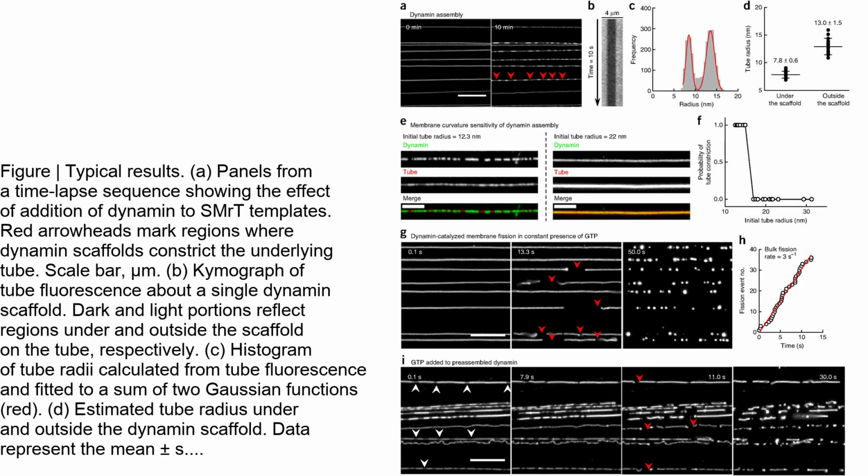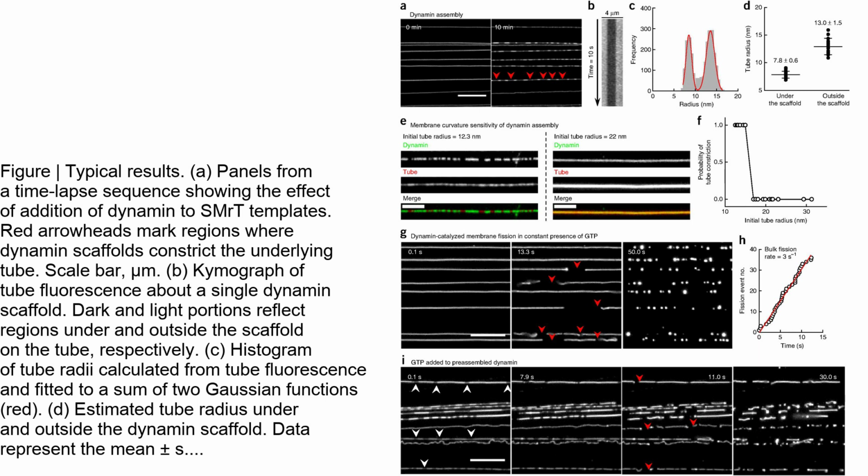Panel B shows a kymograph of tube fluorescence, where dark and light portions reflect regions under and outside the scaffold on the tube, respectively. Panel C is a histogram of tube radii calculated from tube fluorescence, showing two peaks corresponding to tube radius under and outside the dynamin scaffold. Panel D shows the estimated tube radius under and outside the dynamin scaffold, with a mean of 7 plus or minus 0 nm and 13 plus or minus 1 nm, respectively.